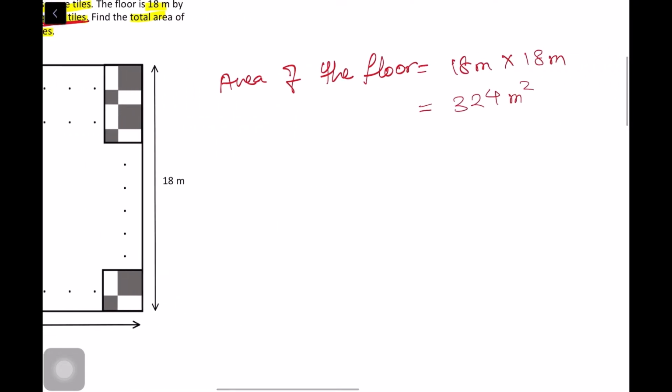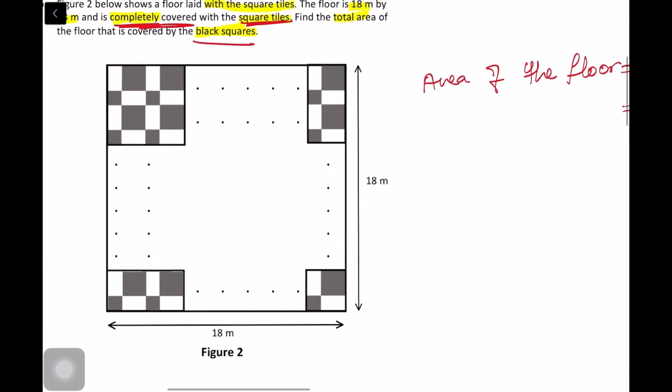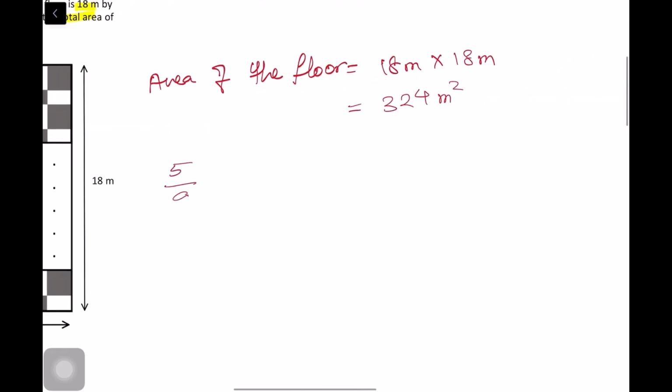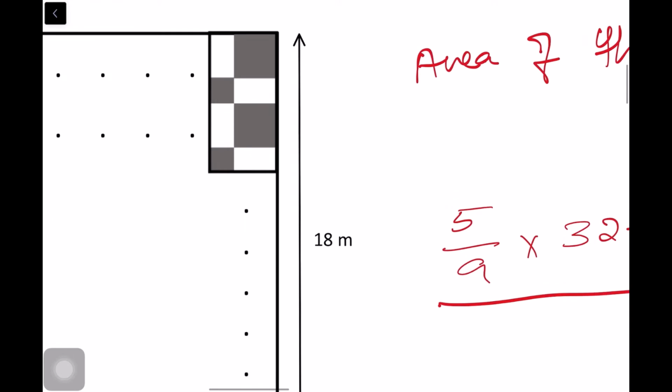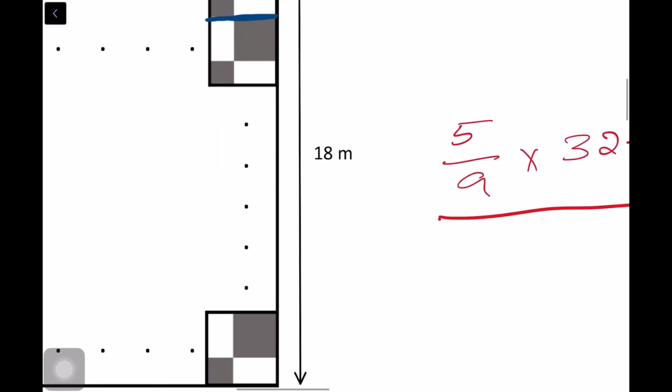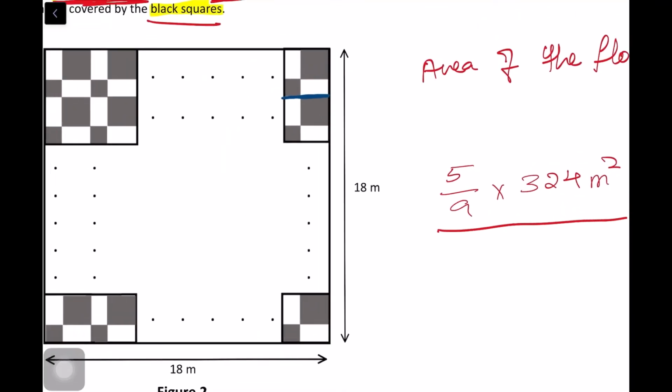So the total area covered by the black squares would just be 5/9 times 324 square meters, which gives us 180 square meters. Now, if we don't understand why I did 5/9 of 324, I'll explain now. Okay, so we're not given the length of one side of the square tile. We don't know how many square tiles there are on one side of the square floor, correct?